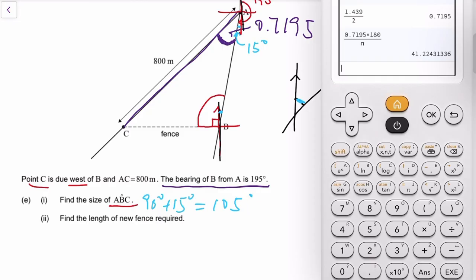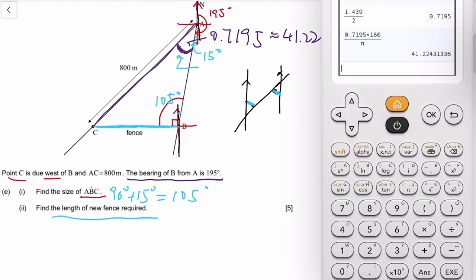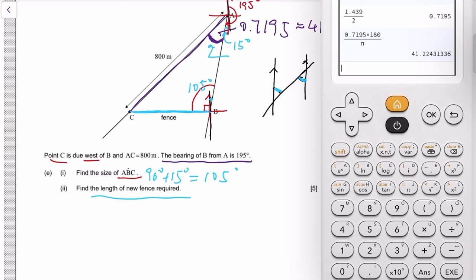Alright, then the question is, what's the new fence required? So it's here. So this should be sine rule or cosine rule. The key is noticing that in a triangle we have two angles involved. We know two of the angles. We know this to be 41.22, and also we know the 105. So if you have two angles involved, you use sine rule.